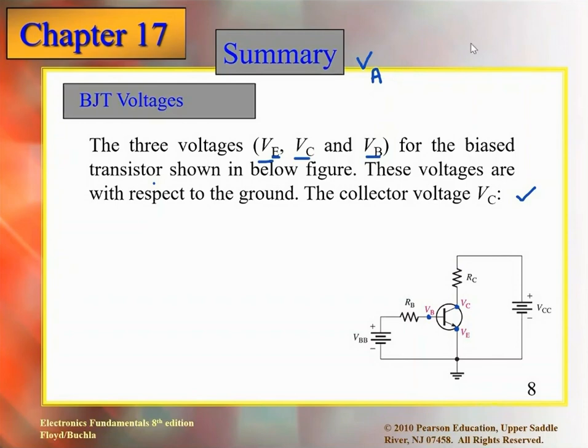So it means that when I am saying VE, I am saying the voltage between this point, that is E, and ground. When I say VC, it means the voltage between point C and the ground. When I say VB, the voltage between B and ground. It's like that. So first, collector voltage. Try to understand this one.